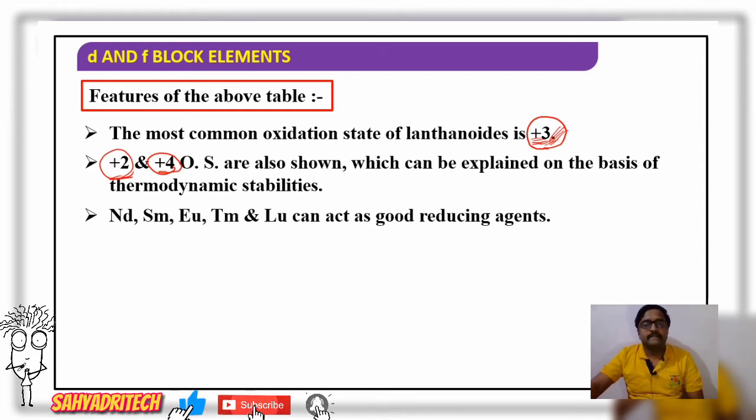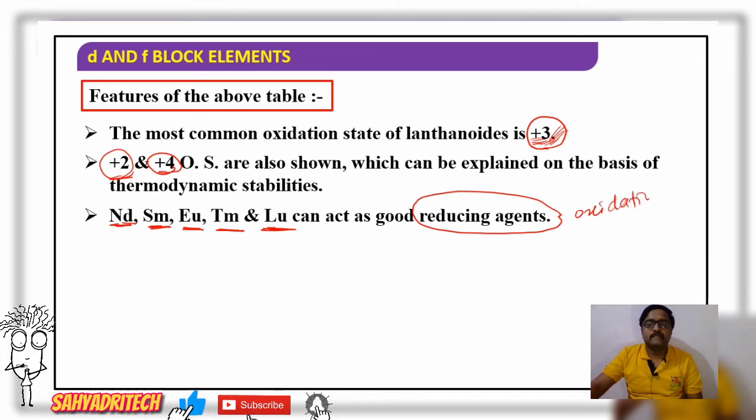Well, then the next thing to be remembered is neodymium, samarium, europium, thulium and lutetium. Nd, Sm, Eu, Tm and Lu. Neodymium, samarium, europium, thulium and lutetium can act as good reducing agents. We know the meaning of reducing agent. Reducing agents reduce other chemical species by themselves undergoing oxidation.